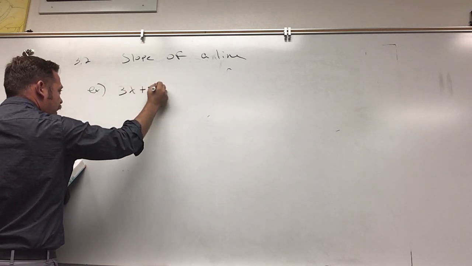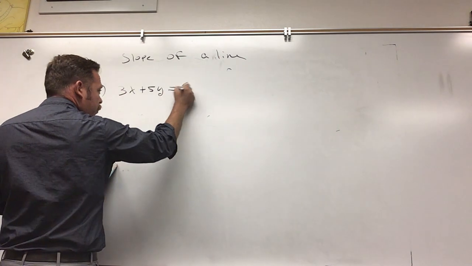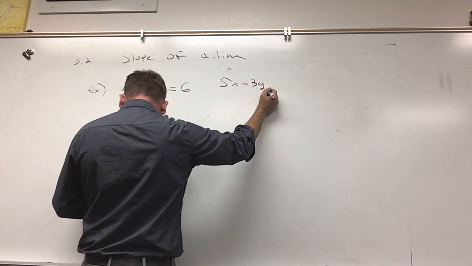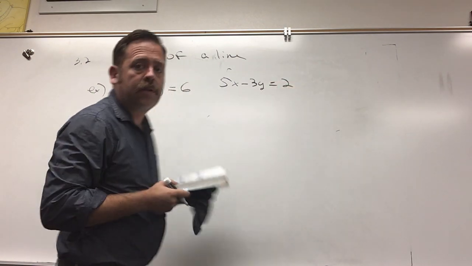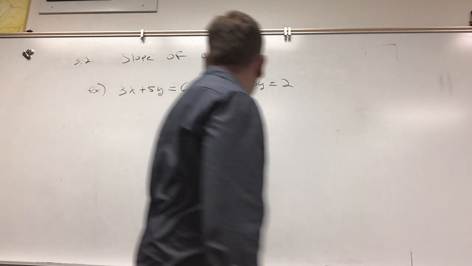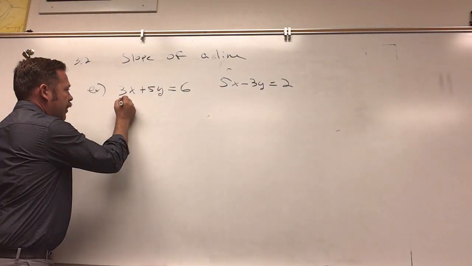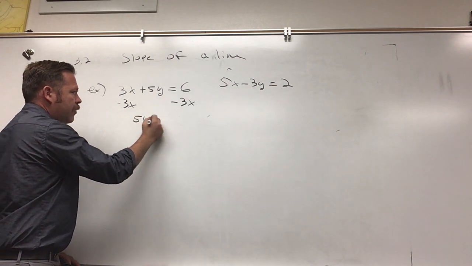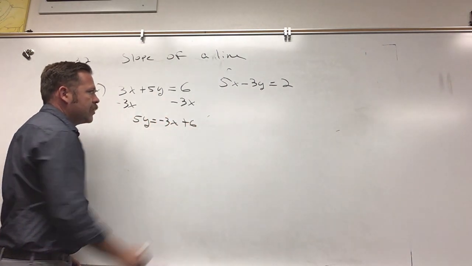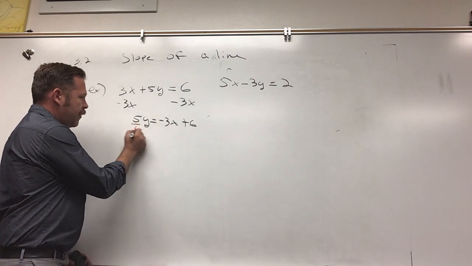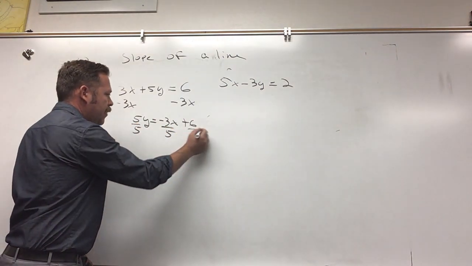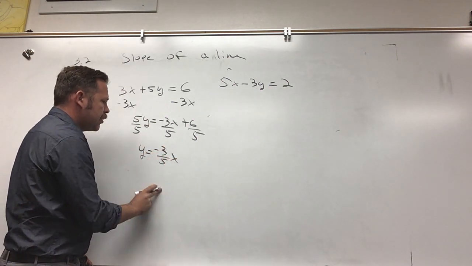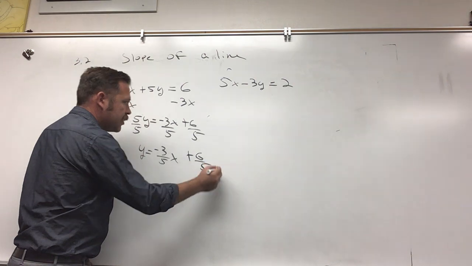3x plus 5y equals 6. 5x minus 3y equals 2. All right. Solve for y. Minus 3x, minus 3x. 5y equals negative 3x plus 6. Divide by 5. y equals negative 3/5 x plus 6/5.